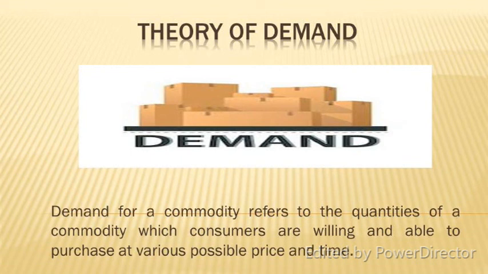Now, what exactly is demand? Demand for a commodity refers to the quantities of a commodity which consumers are willing and able to purchase at various possible prices during a particular period of time. Hence, demand in economics is always at a price. It makes no sense if it is not related to a price. We may be willing to purchase a shirt if it is available for rupees 500, but we may not buy it at all if the shirt is priced at rupees 800.